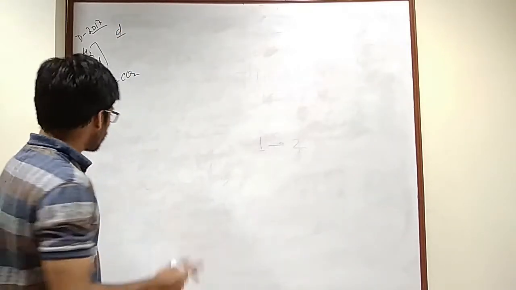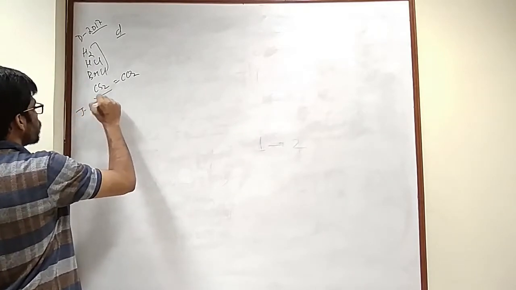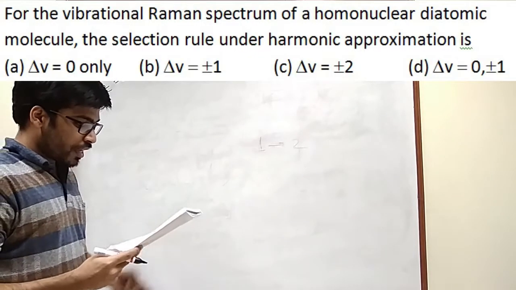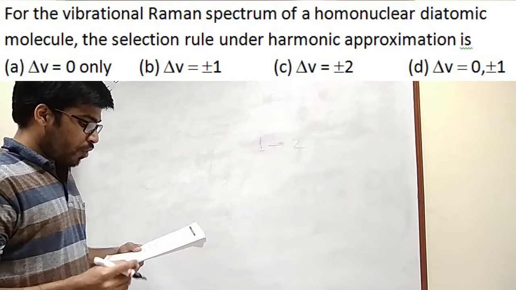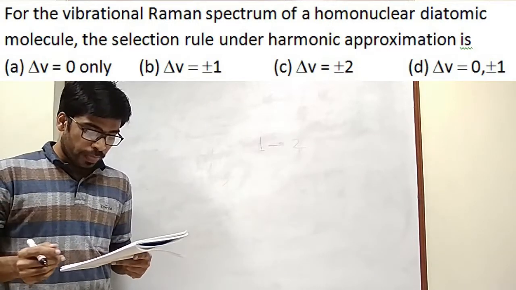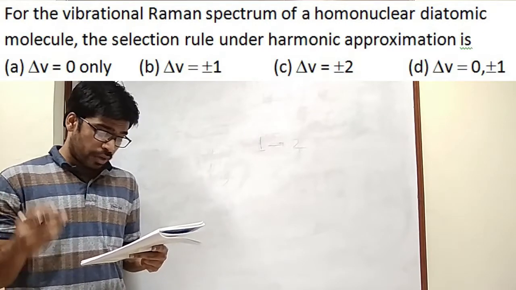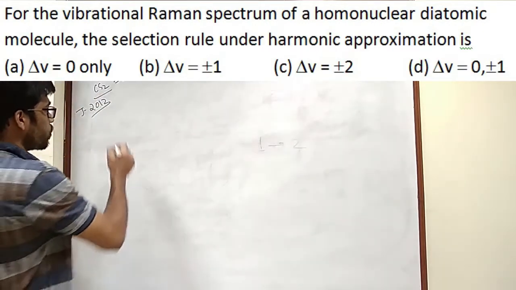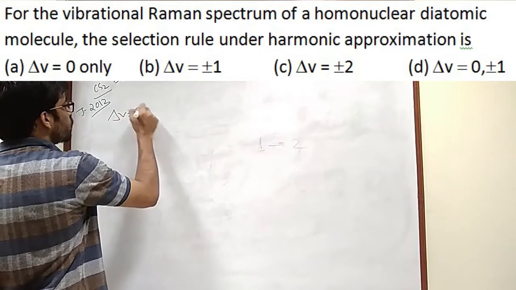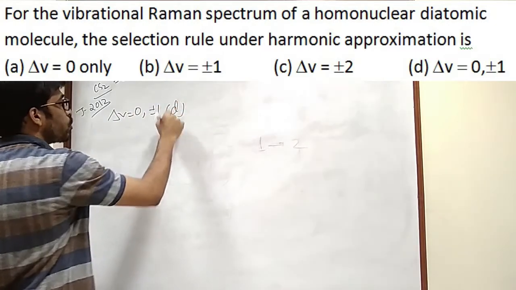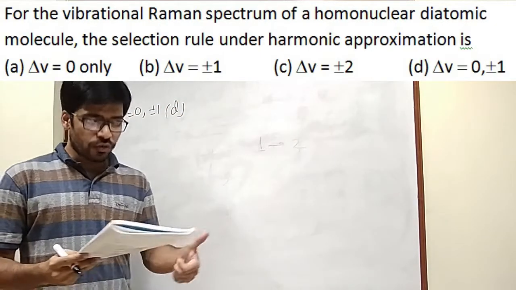The next question is from June 2012. It says, for the vibrational Raman spectrum of a homonuclear diatomic molecule, what is the selection rule under harmonic approximation? We had seen that in the harmonic approximation, delta V equals 0, plus minus 1, which is option D. A very straightforward question.